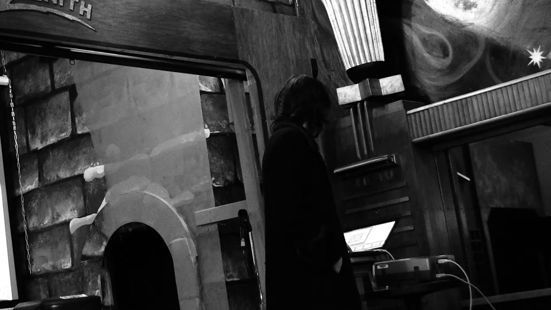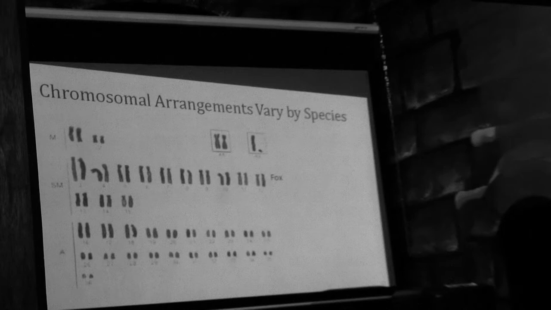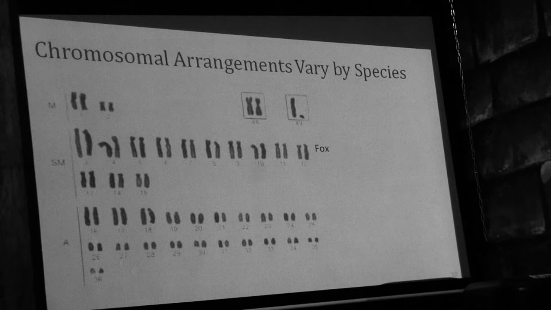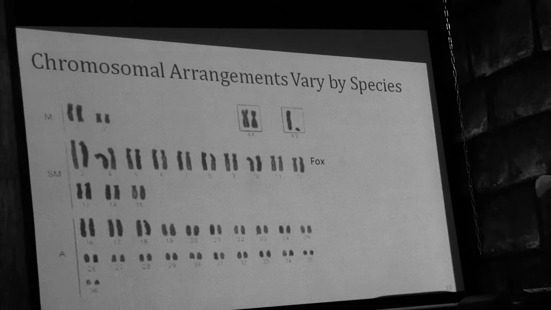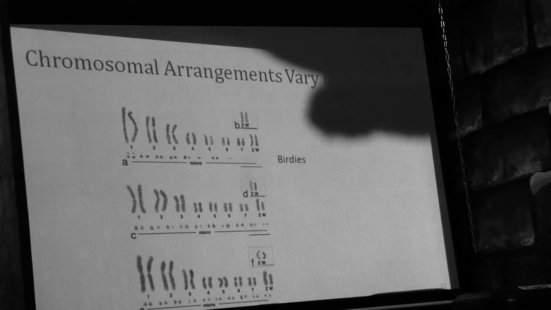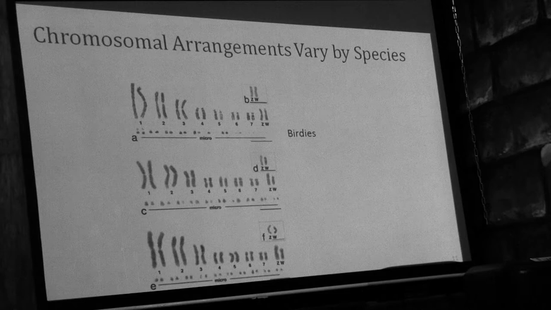Chromosomes are not consistent across species. So this is a fox. This is a particular fox. Foxes can have between 70, 80. They've got 15 normal-ish chromosomes that are about the size of ours, and then they've got like between 30 and 70 little crappy chromosomes that may or may not do anything, but people don't really know that. And it depends on the fox as to how many of those there are. Birds. Birds have a bunch of chromosomes also.